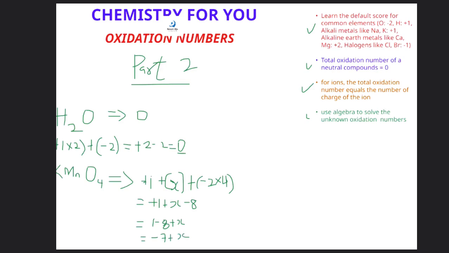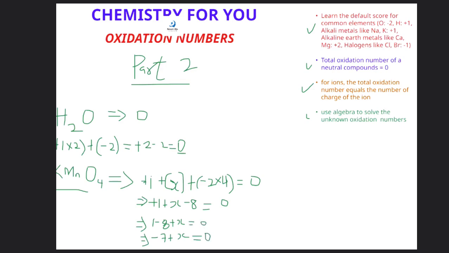There's one thing I need you to understand. We already stated that the total oxidation number of any neutral compound is equivalent to 0. So this happens to be a neutral compound. So we have to equate this to 0, because that has been understood. So mathematically, this one will be equal to 0. All of them will be equal to 0, please.